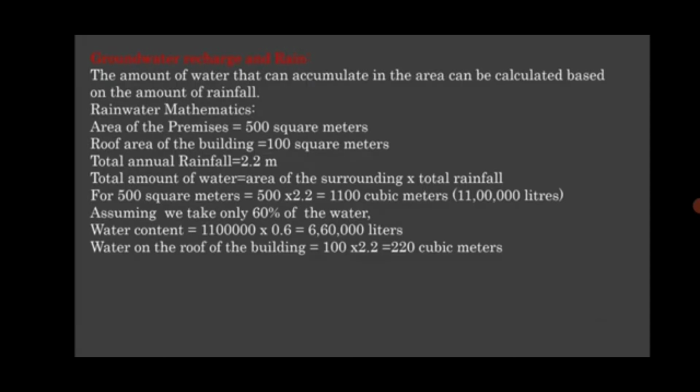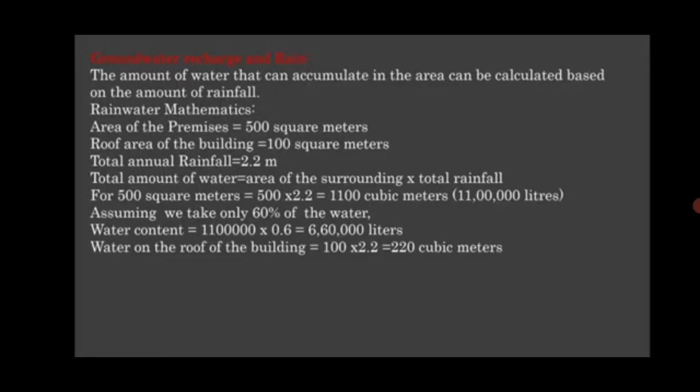Now here we have taken an example. Suppose the area of the premises is 500 square meters and the area of the roof of that particular building is, say, 100 square meters. The total annual rainfall is given as 2.2 meters. So you have to find what is the total amount of water. The total amount of water is calculated by multiplying the area of the surrounding by the total rainfall.